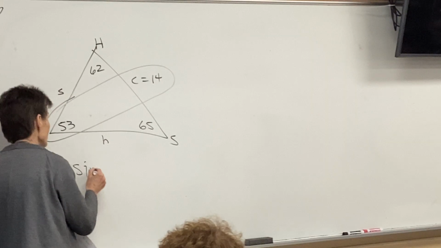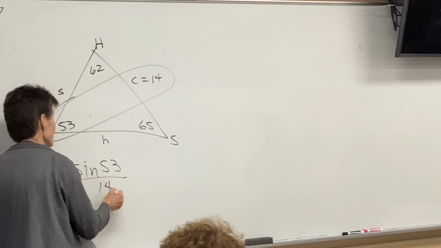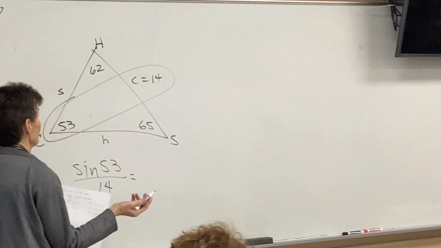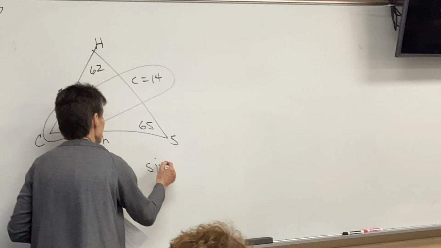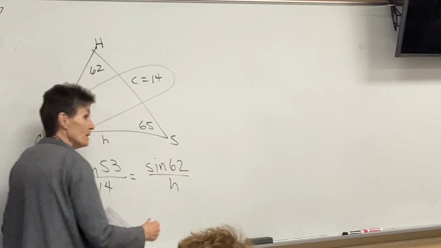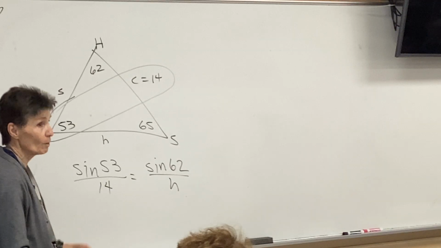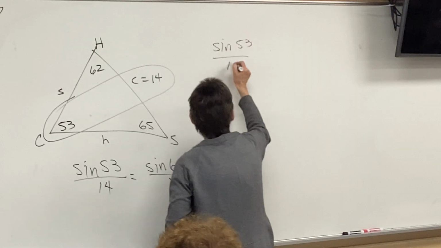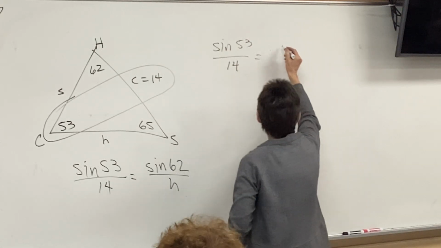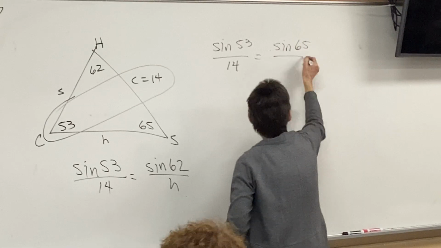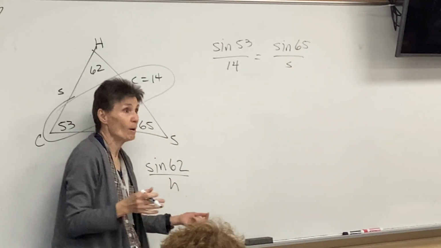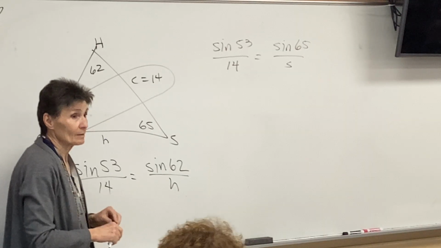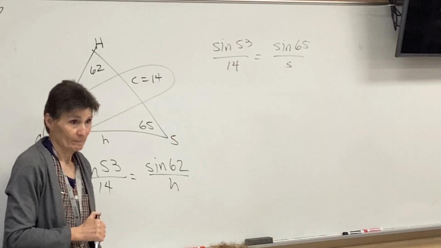So sine 53 over 14 equals, and now I just pick one. So what do you want to pick? H. So sine 62 over H. Now remember, you're going to do both of them. So if you did sine 53 over 14 equals sine 65 over S, it's okay because we have to do both of them. We are going to do both of those operations. All right, are you with me here? Okay, so what do we do?